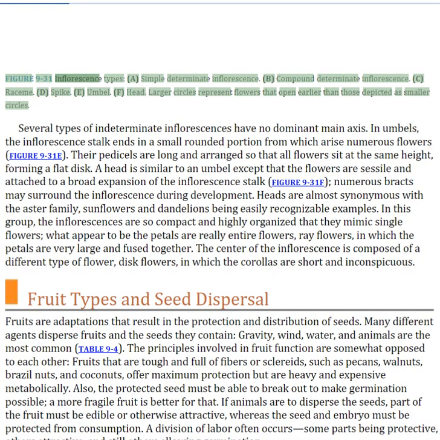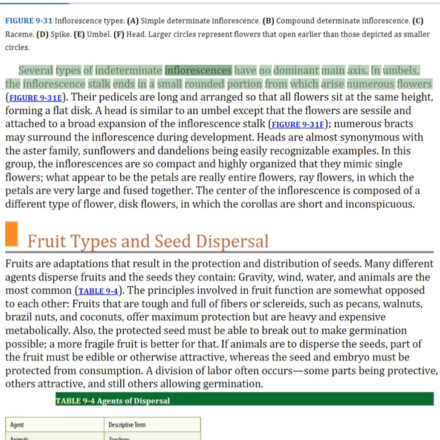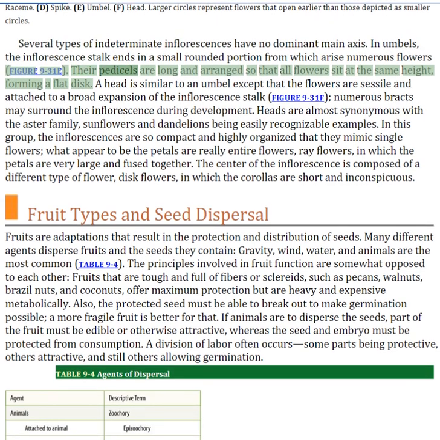Figure 9.31. Inflorescence types: simple determinate inflorescence, compound determinate inflorescence, raceme, spike, umbel, head. Larger circles represent flowers that open earlier than those depicted as smaller circles. Several types of indeterminate inflorescences have no dominant main axis. In umbels, the inflorescence stalk ends in a small rounded portion from which arise numerous flowers. Their pedicels are long and arranged so that all flowers sit at the same height, forming a flat disc.